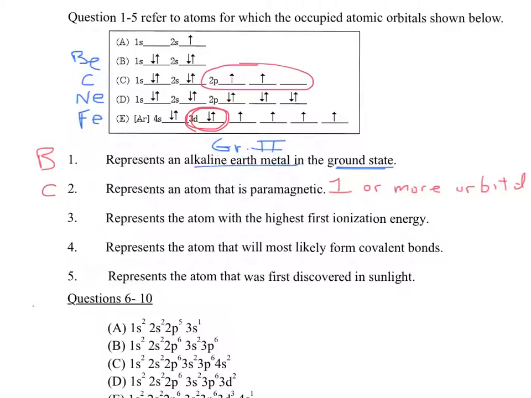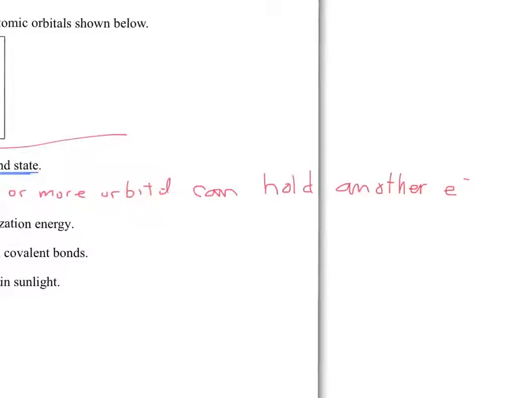What about A? Okay? Because it's one of those excited energy states. It's a little different. It doesn't say in its ground state. Yeah, but you can't really talk about excited. Paramagnetic, it says one or more orbitals. What? One or more orbitals that can hold another electron.